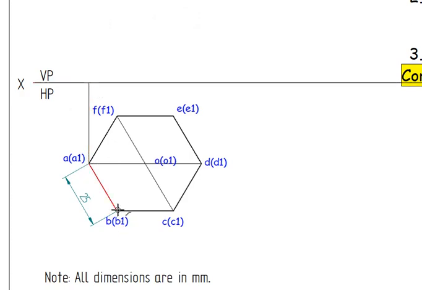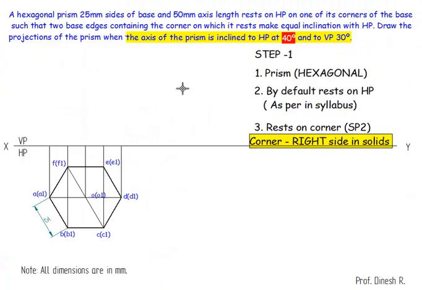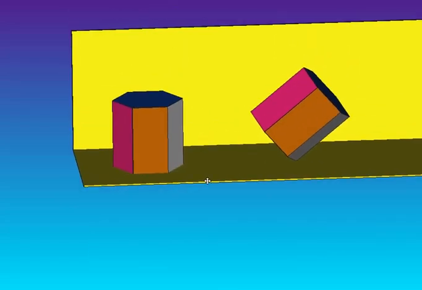So I'm going to project these lines from A till this point. All these lines are the projection lines. This is the axis point, and from here it is a projection line. We have done it, so it is resting on a corner. Axis length is not equal to the side length. Whatever we are solving are regular solids, so the lateral edges and the axis length, the height, remain the same.